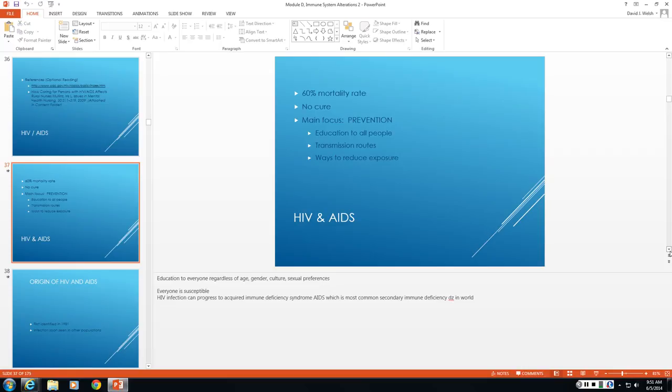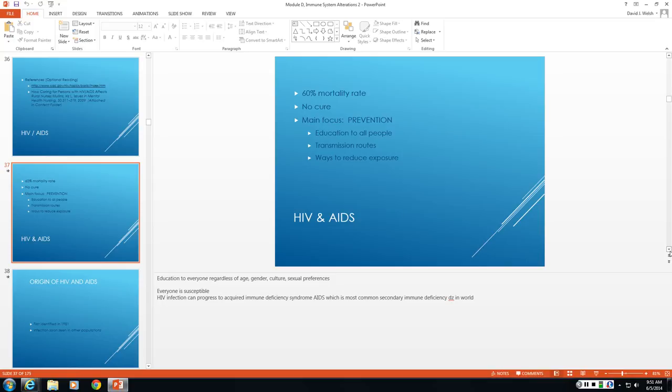Let's talk about AIDS. Basically, there was a 60% mortality rate. There is no cure for the disease. Your main focus is going to be on prevention, so education to everyone, regardless of age, gender, culture, sexual preferences. Everybody is susceptible.